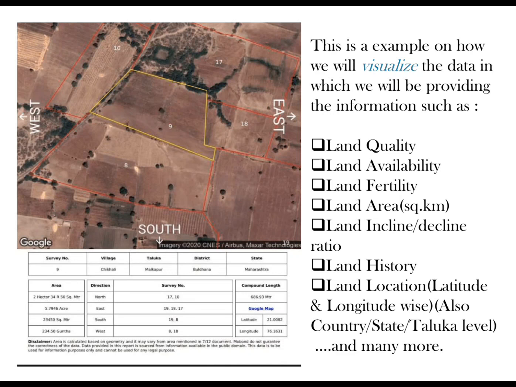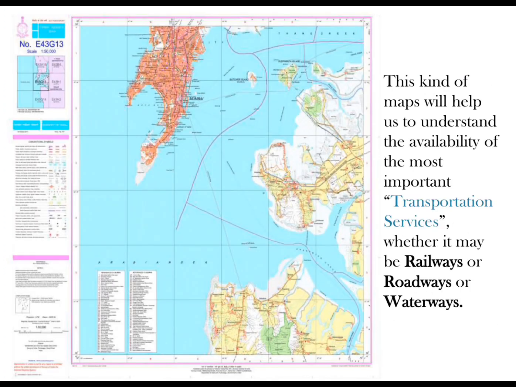Now, the most important aspect of the location details is whether the transportation services around are really good. To check that, we'll be using these kinds of maps. This map here, for example, is used to check the transportation services around, in railways, roadways or waterways.